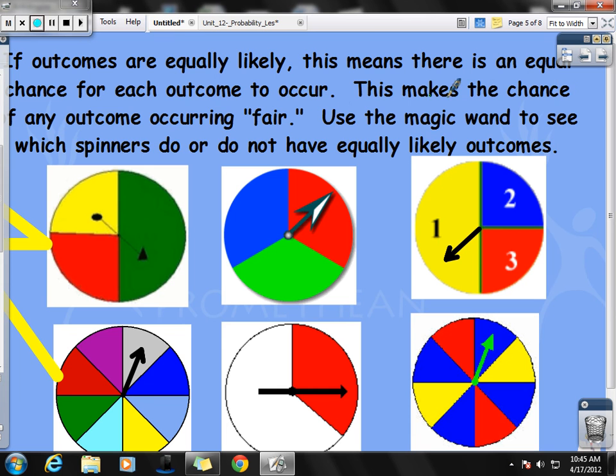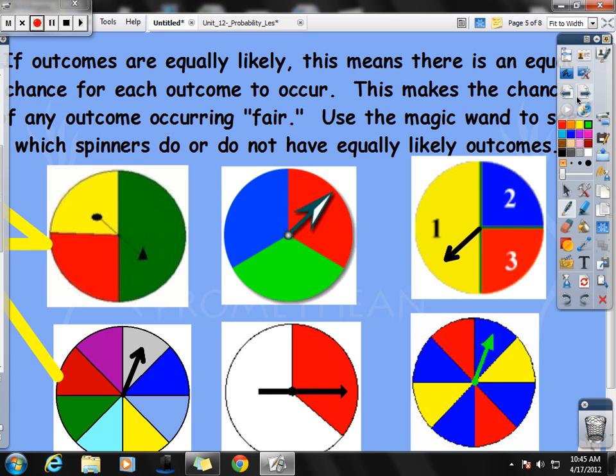Now, if outcomes are equally likely, that means there's an equal chance of each outcome to occur. This makes the chance of any outcome occurring fair. This is when we talk about fair games. So if we were to run the spinner like this, and I were to say, okay, you guys, I'm going to give you $5 if you spin that spinner and it lands on red. You're going to give me $10 if it lands on green. So do you think that is a fair game? Well, obviously that's not a fair game.